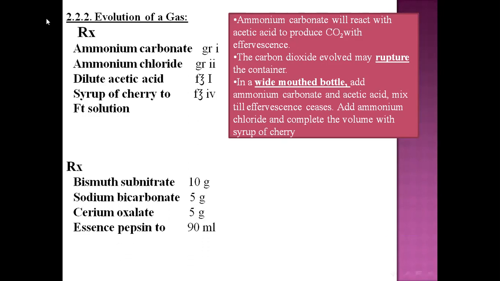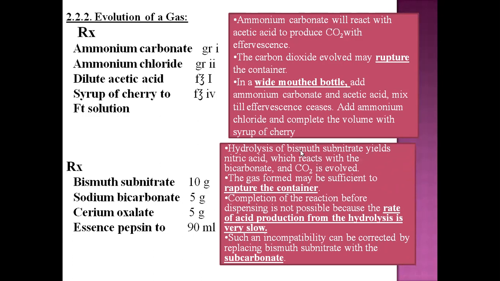Another thing is bismuth subnitrate. Bismuth subnitrate, sodium bicarb, cerium oxalate, and essence of pepsin to 90 milliliters. Here, there's a chemical reaction that's going to take place. Due to the hydrolysis of bismuth subnitrate, it forms nitric acid. What happens then? Nitric acid then reacts with sodium bicarb, leading to the formation of carbon dioxide. Carbon dioxide is evolved. The gas formed may be sufficient to rupture the container.